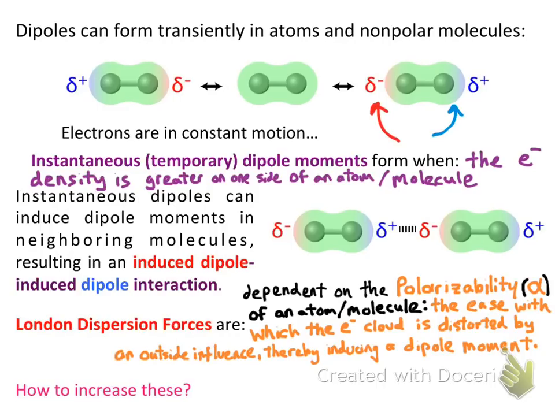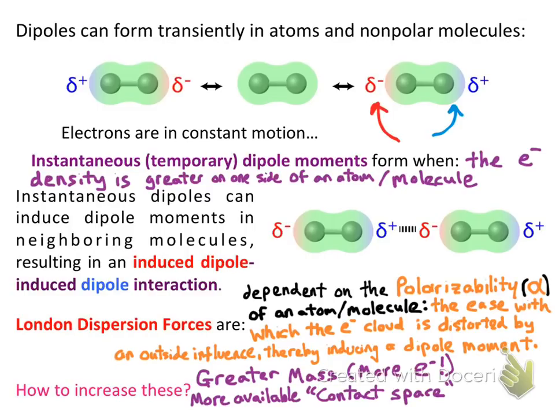And what factors contribute to the polarizability of a molecule? How can we increase the polarizability of a molecule? Generally speaking, the 2 key factors are a greater mass, therefore more electrons, and more available contact space. We'll take a closer look at that in just a moment. But to go back to the greater mass, think again about helium and neon. Which one is more polarizable? Well, the neon has a greater mass, it has more electrons, therefore can create a more pronounced temporary dipole.